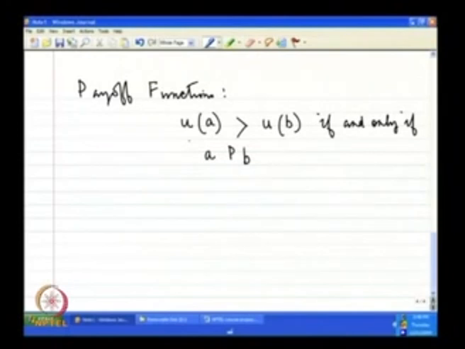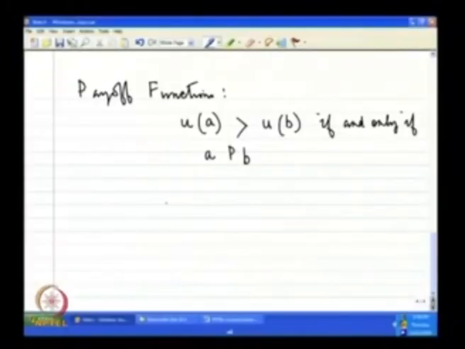Mind you, U is just giving me a number. So only if U gives me a number, I can compare between numbers and I can say whether A is preferred to B or the other way, or if U(A) and U(B) are equal, then we shall say that the person is indifferent between A and B. So this is the thing about payoff function. In economics, there is a thing called consumer behavior theory. In consumer behavior theory, the payoff function is also known as utility function. Okay. So that is particularly for consumer behavior theory.